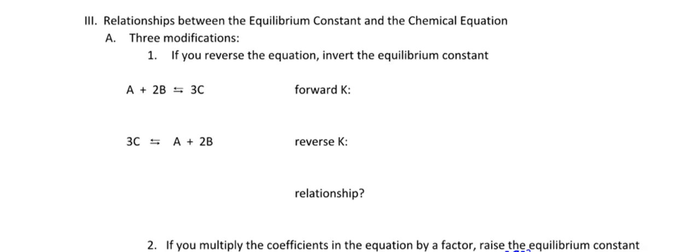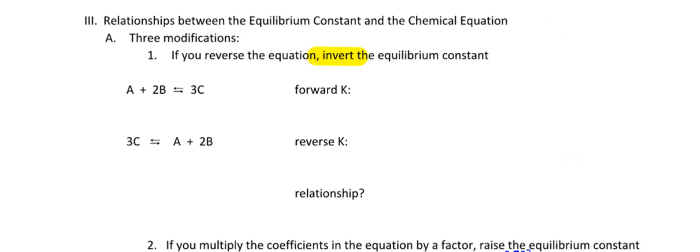So the first modification is, what if I reverse it? If I'm looking at my original equation, what am I going to do if I want to flip it so that my reactants become my products, and my products become the reactants? So what are you going to do? You're going to invert the equilibrium constant. Okay, so what does that mean?